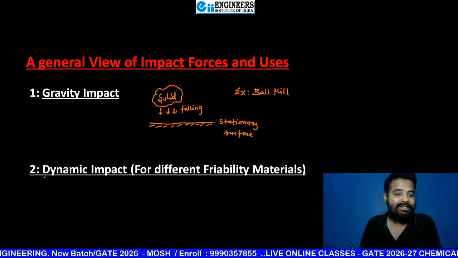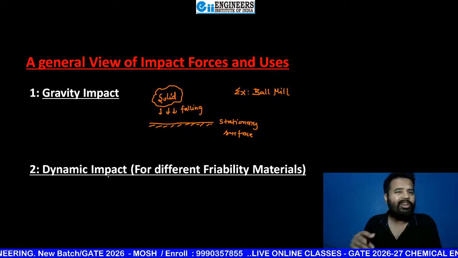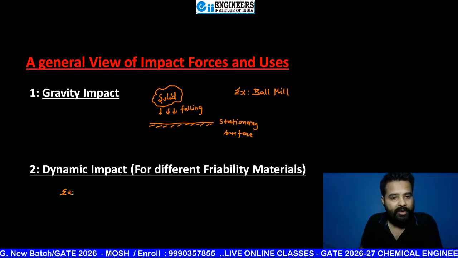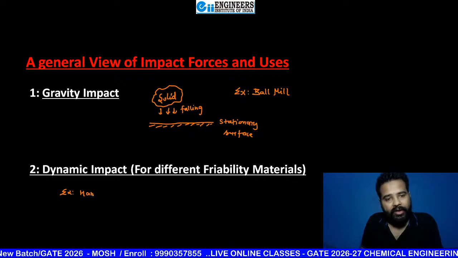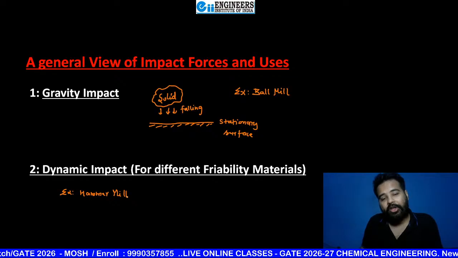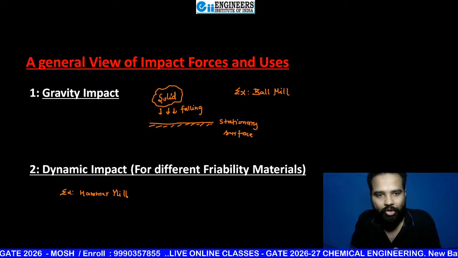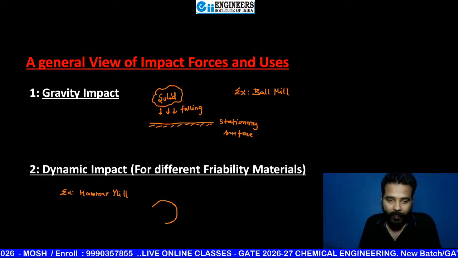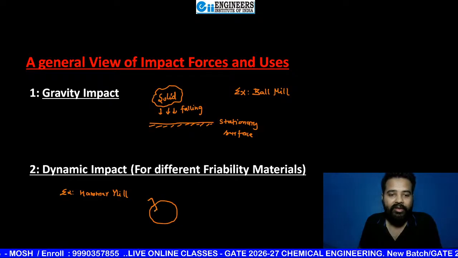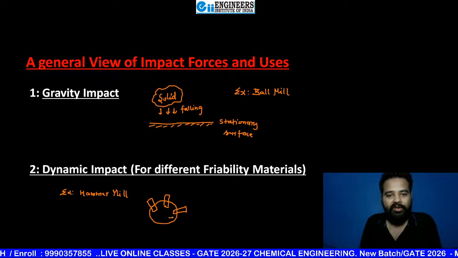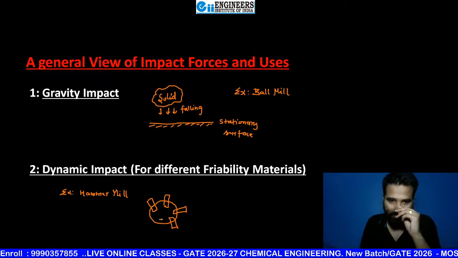The second one is dynamic impact. What is dynamic impact? You will see one beautiful example here. Again, this is in the syllabus, and the good thing is that for this, only concepts are in the syllabus. For the hammer mill, no numericals are there. And what is a hammer mill? You will see one disc is there, and on the disc lots of swinging hammers are there. These are swinging hammers.